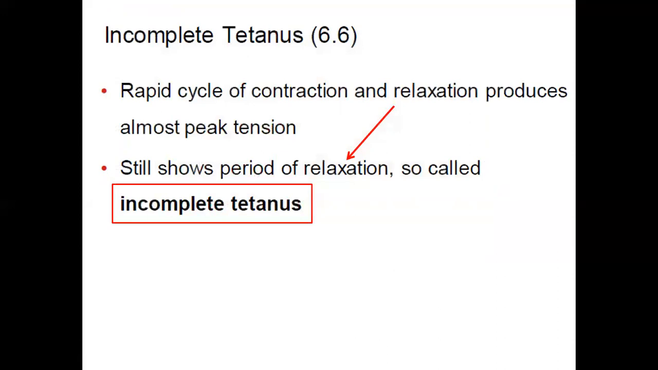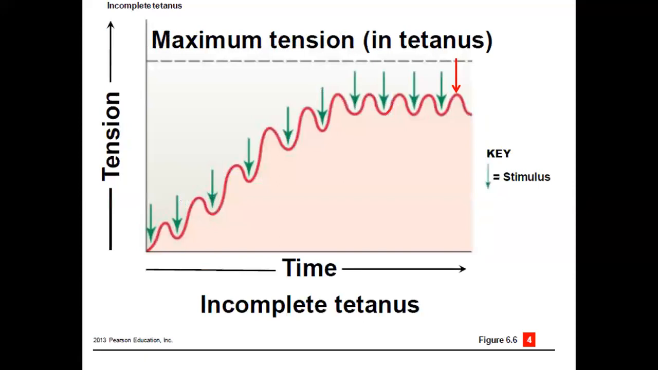Incomplete tetanus. Even though we're going step by step to get to the point where we're going to talk about tetanus, even more rapid cycles of contraction and relaxation produce almost peak tension, but there's still some level of relaxation. That's called incomplete tetanus. So what's happening is you've got stimulation, stimulation, stimulation. Here's wave summation, wave summation, wave summation, and then all of a sudden you reach this peak tension. You're stimulating the muscle, allowing it to relax just a little bit, but stimulating it so much that it doesn't have much time to relax, and you get this peak tension.